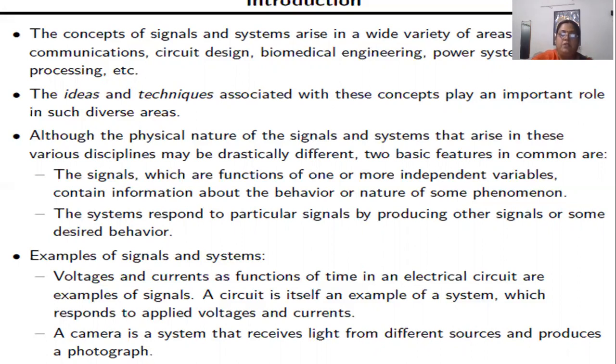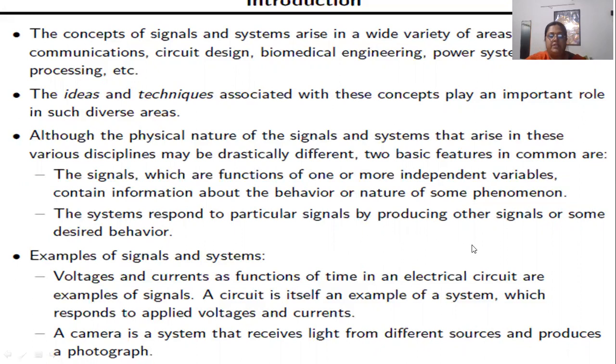The system responds to particular signals by producing other signals or some desired behavior. So the system, on the whole, responds to the input which is applied to it and gives the output response, and that is known as the system.